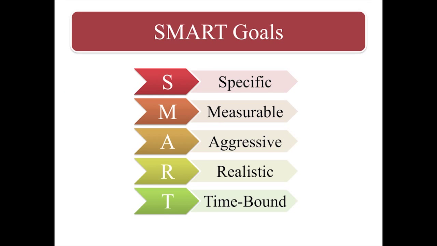So you may have heard the acronym SMART before, S-M-A-R-T, something that's helpful in helping you remember what the different pieces are. The S stands for specific, M for measurable, A for aggressive, R for realistic, and T for time-bound.